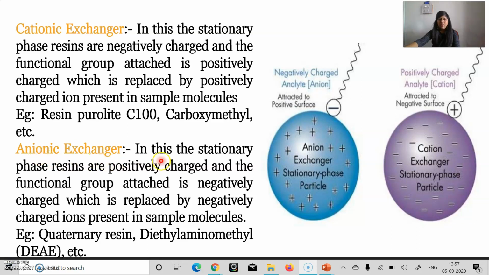In an anionic exchanger, the stationary phase resins are positively charged, like the cationic exchanger stationary phase particle. On the surface of this anionic exchanger there is a bit having a negatively charged functional group, and here the negatively charged functional group is replaced by the negatively charged ions present in the sample molecules. Quaternary resins can also be utilized, and diethylaminomethane is also most commonly utilized in the anionic exchanger.